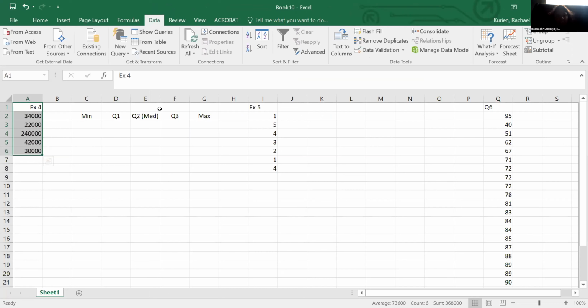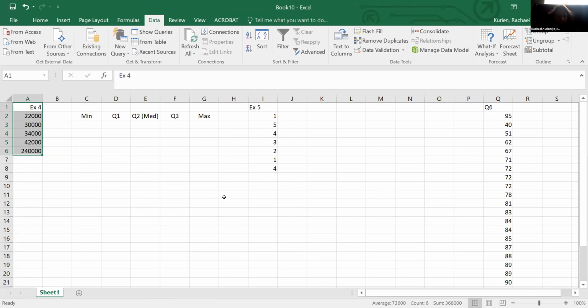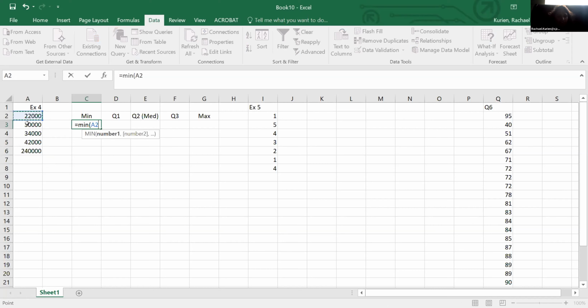You're gonna highlight it, and then you're gonna go to data right here on the top, and then you'll hit sort. And it says smallest to largest, which is what we want, and then hit OK. And voila, it puts it in order for you. So now we can calculate the min. So we get equals min. That's what we talked about in the last video. And it brings it up at 22,000.